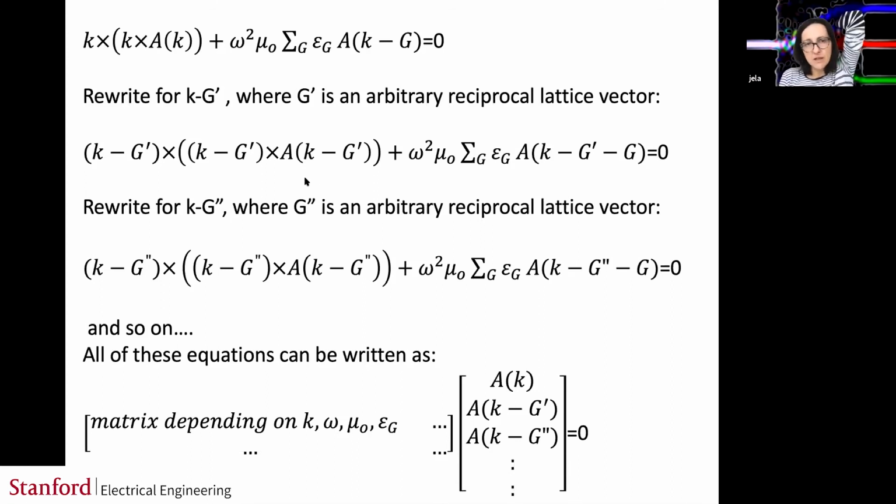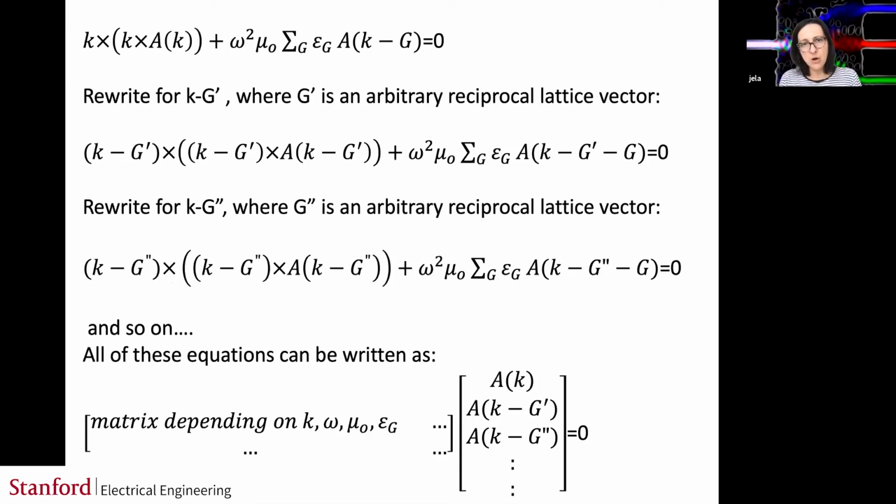Or you can rewrite it for another reciprocal lattice vector, G double prime, and here it is. And again, it's the same set of coefficients. It's the same as the initial lattice, but just translated by another reciprocal lattice vector, which is again going back to the same reciprocal lattice. Is that making sense? Okay.